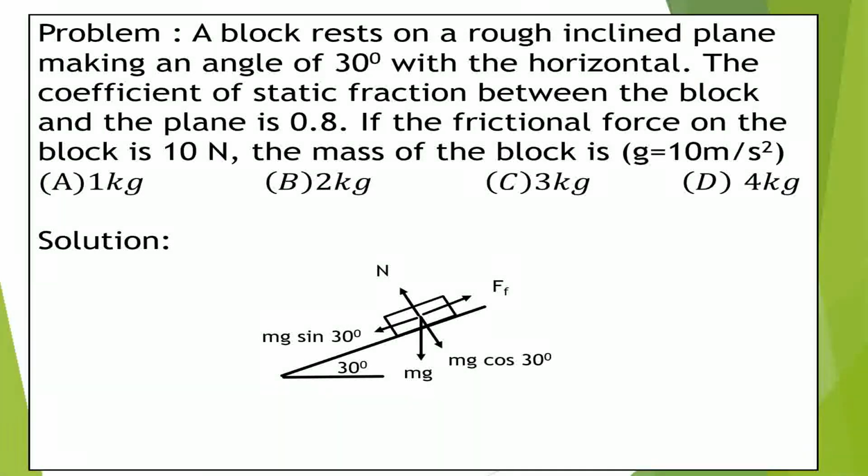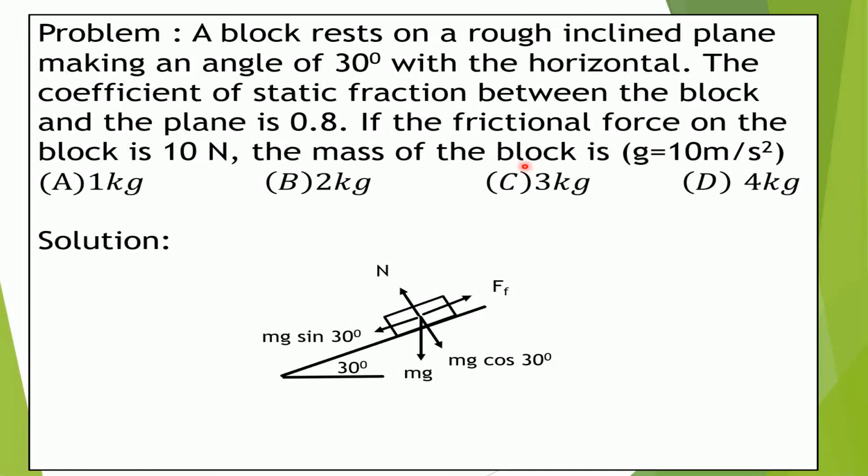So here is the statement of the problem. A block is placed on a plane inclined at an angle of 30 degrees with the horizontal. The coefficient of static friction between the block and the plane is 0.8. If the frictional force on the block is 10 Newton, the mass of the block is, and the gravitational acceleration is given as 10 meter per second square. So now the problem is to calculate the mass of the block.